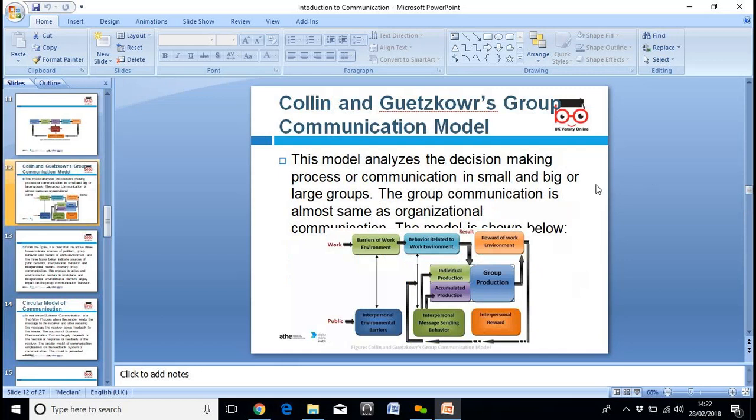This model analyzes the decision-making process or communication in small and large groups. The group communicated. Backwards, that one, I'm viewing.